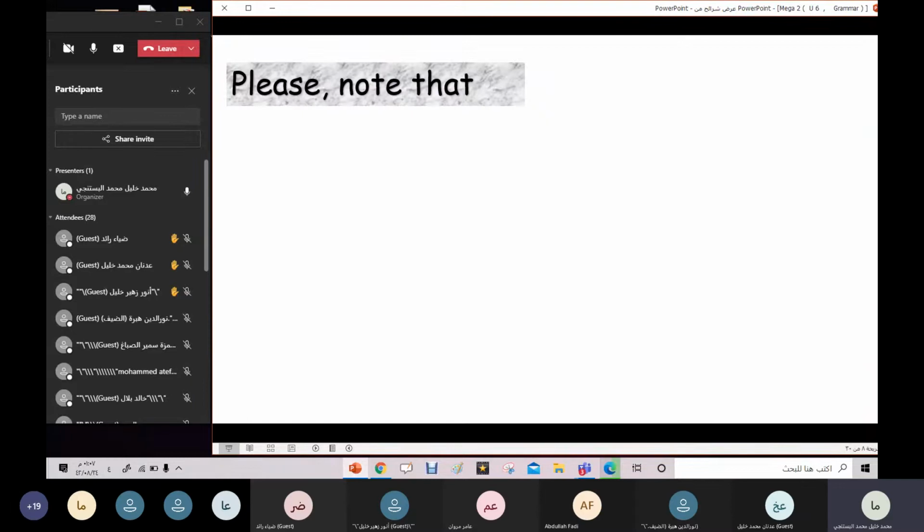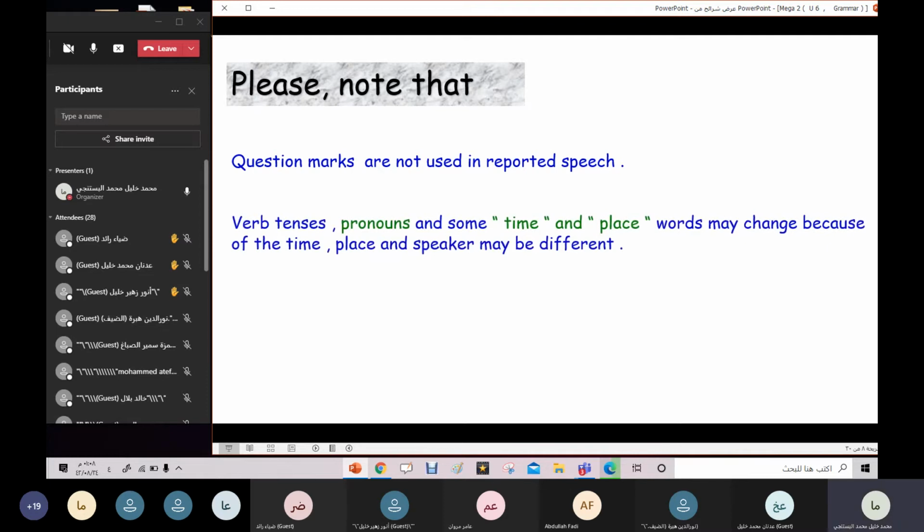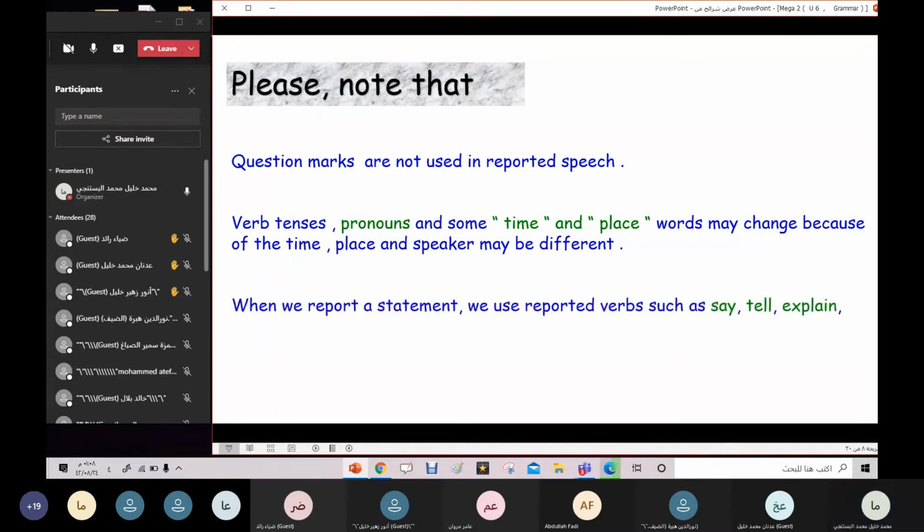Here we have another note. Question marks are not used in reported speech at all. Verb tenses, pronouns, and some time and place words may change because the time, the place, and the speaker may be different. When we report a statement, we use reporting verbs such as say, tell, explain, inform, answer, usually followed by that. He said that. He told me that, and so on.